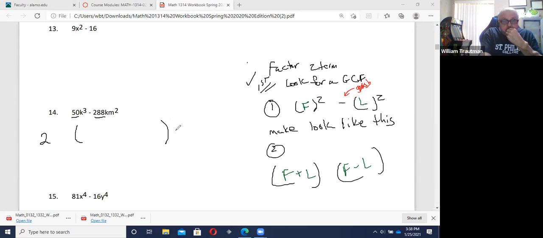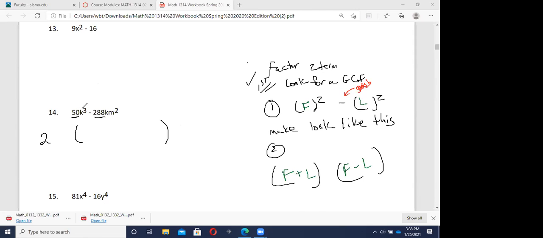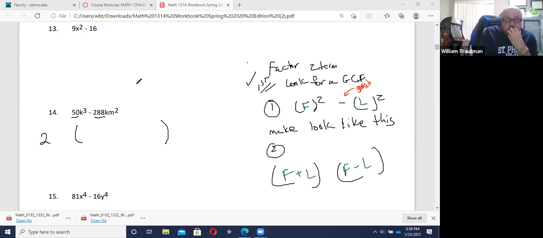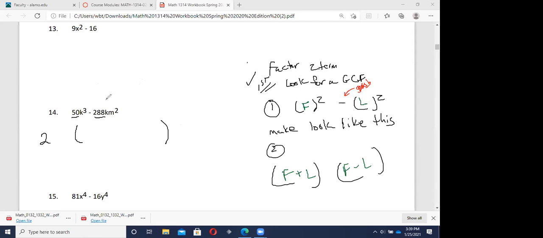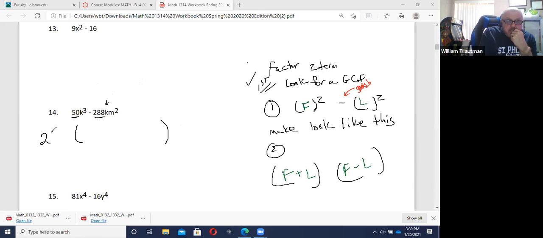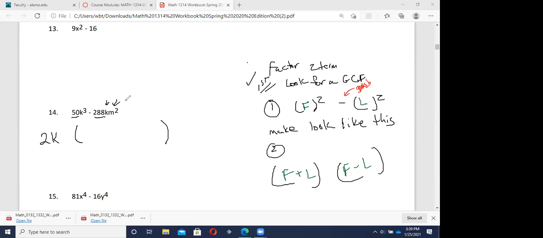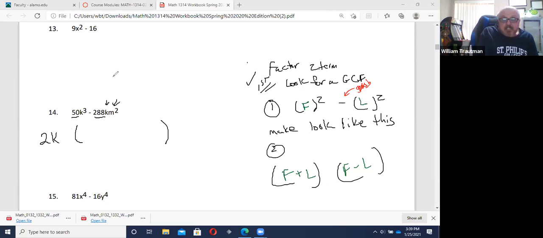Oh, can I change this problem? If anybody else has this problem, let's change it. Oh, no, we're fine. We don't need to change it. So does everybody see how a 2 factors out of there? Yes. Okay. And what else factors out? What's the lowest power of K? K to the 1 power. Yeah, or K. That divides out. What's the lowest power of M? No M. So only 2K divides out.